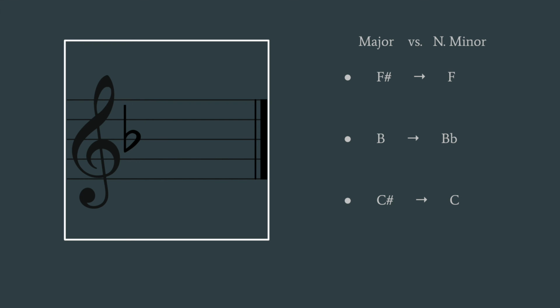If we wanted to write a harmonic minor scale, we would raise scale degree 7. C natural would go back to C sharp. And if we wanted to write a melodic minor scale, we would raise scale degrees 6 and 7. B flat would go back to B natural, and C natural would go back to C sharp.